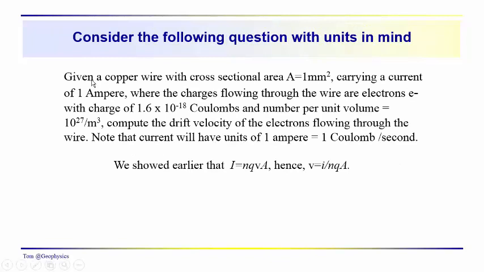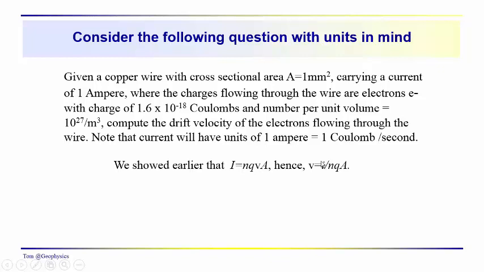So here's a problem. You've got a copper wire, so we're back to something simple now. We're dealing with electrons. We've got an area of 1 mm², so a thin wire, carrying a current of 1 ampere. The electrons have a charge of 1.6 times 10 to the minus 19th coulombs, and the number per unit volume is 10 to the 27th electrons per cubic meter. So we have to be units consistent here. The question is to compute the drift velocity of the electrons flowing through the wire. And if you've forgotten your basic physics, an ampere is 1 coulomb per second.